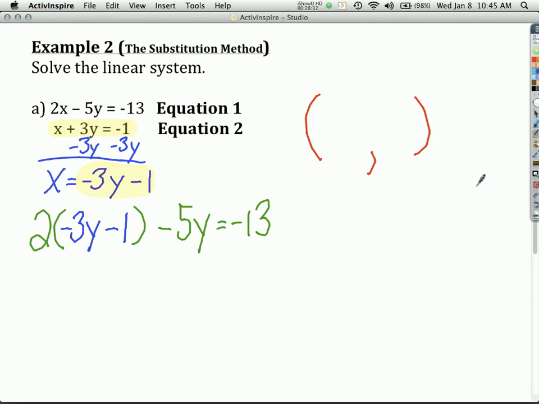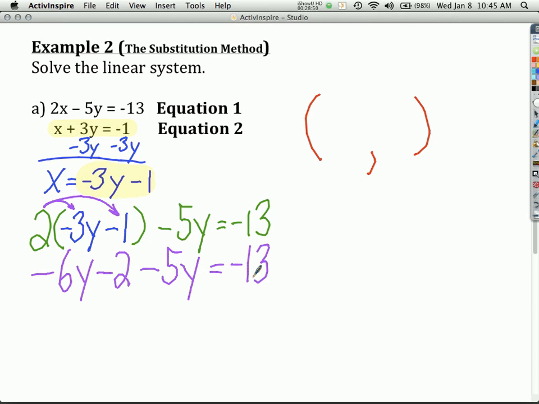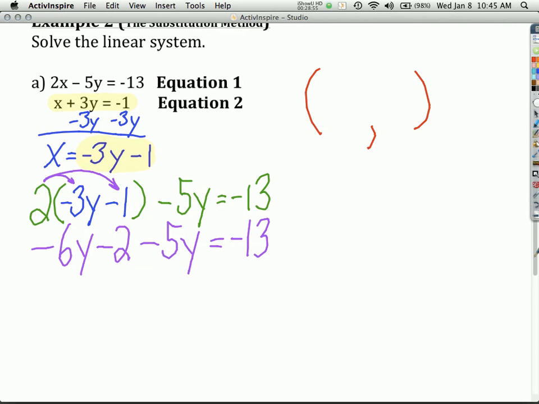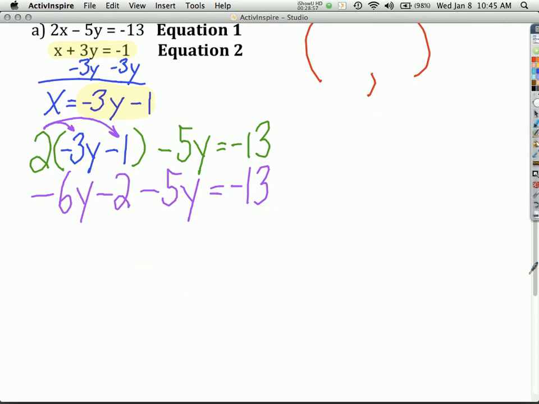What's the first thing I should do? Should seem pretty easy to you at this point. Sebastian? Distribute. So we distribute here and here. And we get negative 6y minus 2 minus 5y equals negative 13. Sheree? Simplify, add like terms. Good. And so what do we get? Negative 11y minus 2 equals negative 13. Very good.